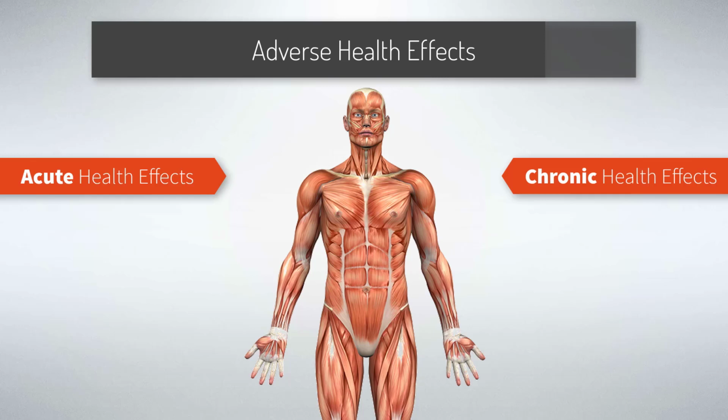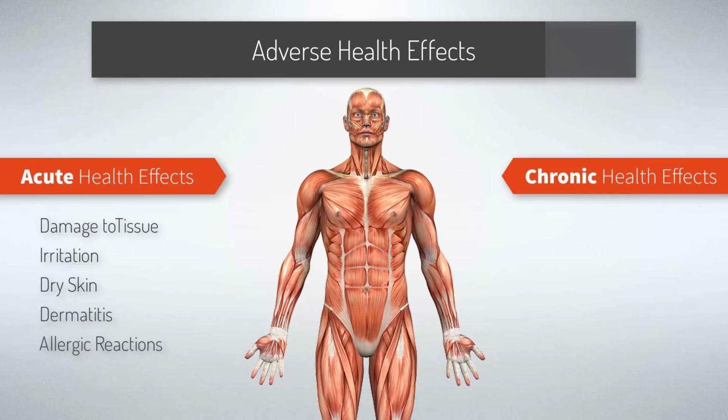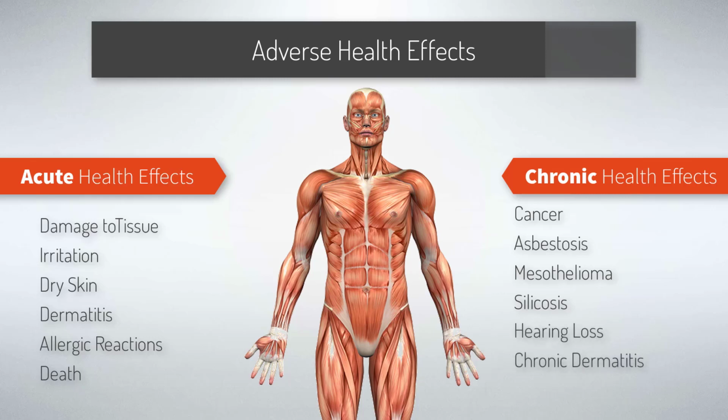Examples of acute health effects include damage to tissue, irritation, dry skin, dermatitis, allergic reactions, death. Examples of chronic health effects include cancer, asbestosis, mesothelioma, silicosis, hearing loss, chronic dermatitis, death.